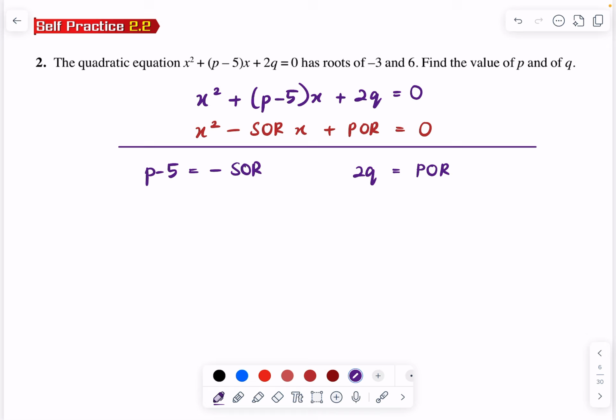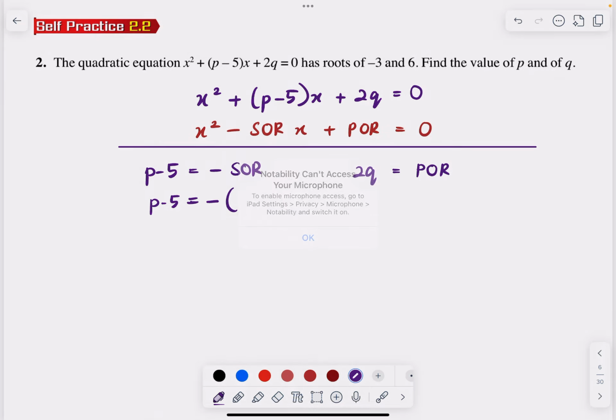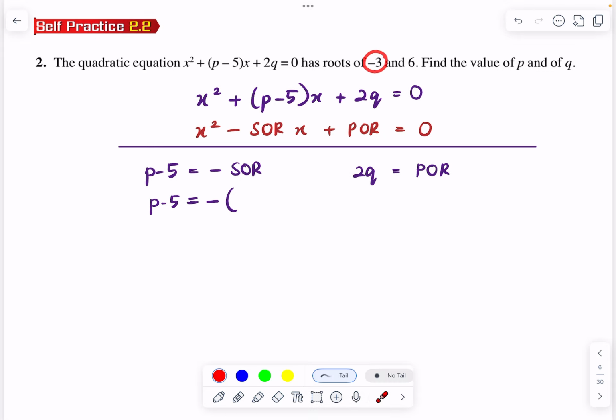Right. So the sum of roots will be, both the roots we have to add, so -3 plus 6. And the product of roots will be these two roots multiplied, so -3 times 6. Then we solve.